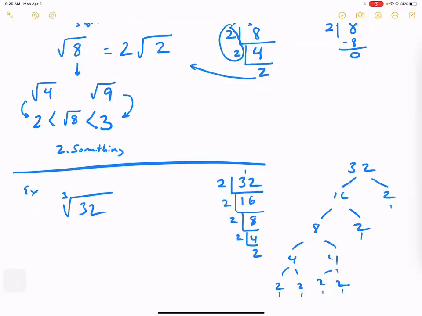Now, this really helps me because I'm looking for sets of 3. This little cube here, cube root, I'm looking for sets of 3, and I do have a set of 3. 1, 2, 3.